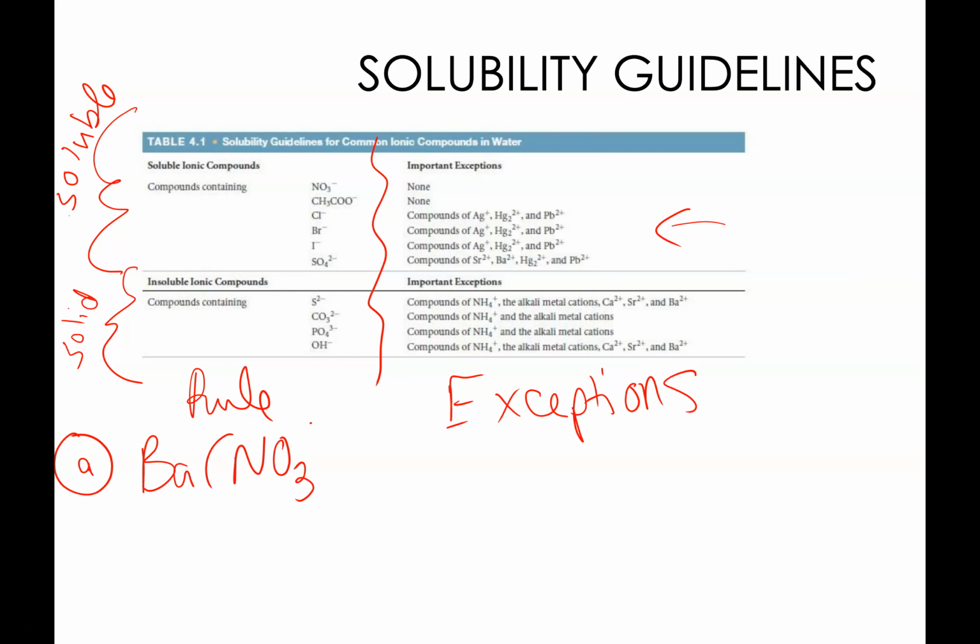was barium nitrate. Okay, so in order to figure out if this is soluble or insoluble, we're going to look for the anion first. That is one of the first things you should always do. Look for the anion of the ionic compound. It's really the only rule: look for the ionic compound's anion, because that is how it is listed on the rule, by anion or polyatomic ion.